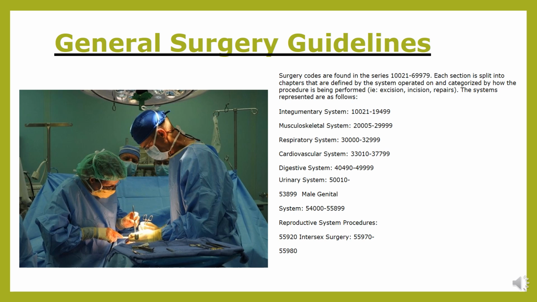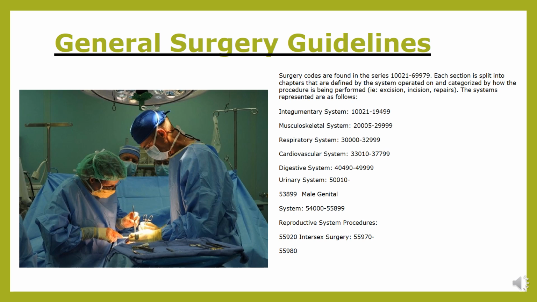The systems represented are as follows: integumentary system 10,020 through 19,499; musculoskeletal system 20,005 through 29,999; respiratory system 30,000 through 32,999; cardiovascular system 33,010 through 37,799; digestive system 40,490 through 49,999; urinary system 50,010 through 53,899.